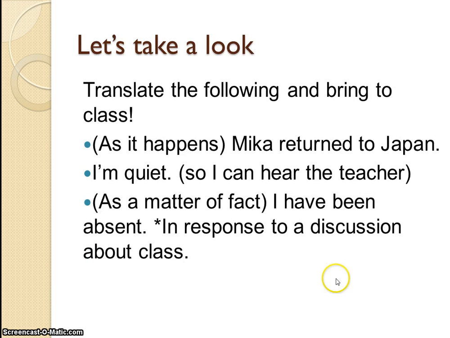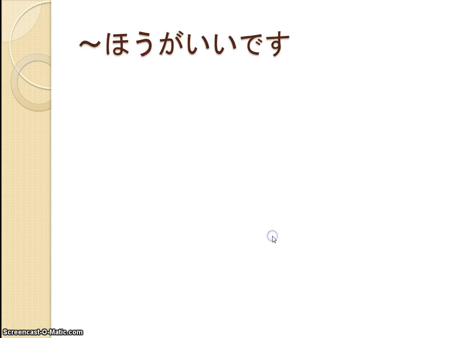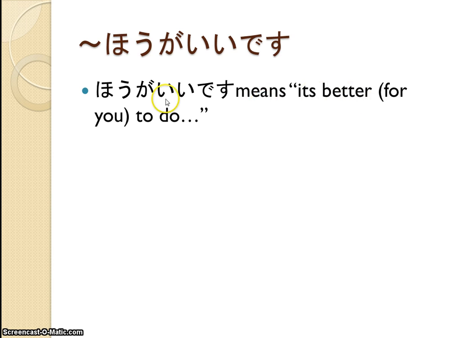So, now it's your turn. Let's take a look. Okay, I want you all to bring this with you tomorrow, and then we're going to move on right into the next grammar lesson. The next grammar lesson is grammar lesson number 6. It is better for you to do. So, 方がいいです. Okay, 方がいいです means it's better for you to do.